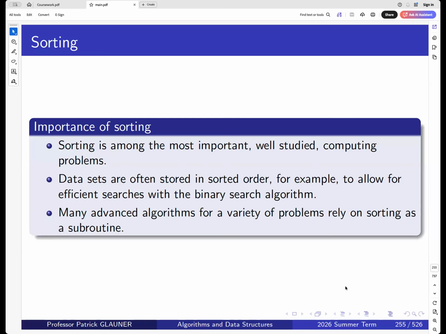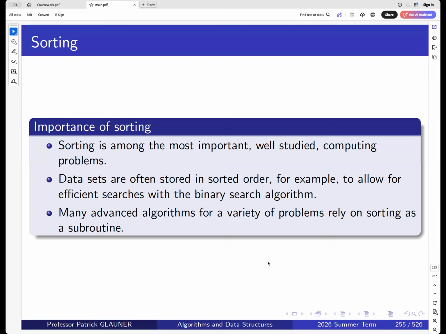So why is sorting so important? Sorting is probably one of the most important and best studied problems in computer science because oftentimes we need to store data in some order so we can efficiently search in it and retrieve or manipulate the data set. And you have seen this, for example, with the binary search algorithm. We can only use it once we have sorted the data sets, and then we can search it efficiently. If we don't have order in the data set, it won't work.